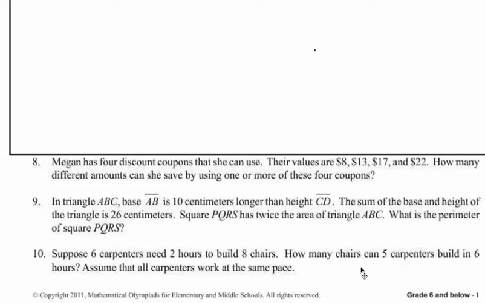Okay, so for question 8, it says Megan has 4 discount coupons that she can use. Their values are 8, 13, 17, and 22. How many different amounts can she save by using one or more of these 4 coupons? And so I started out by making a table.